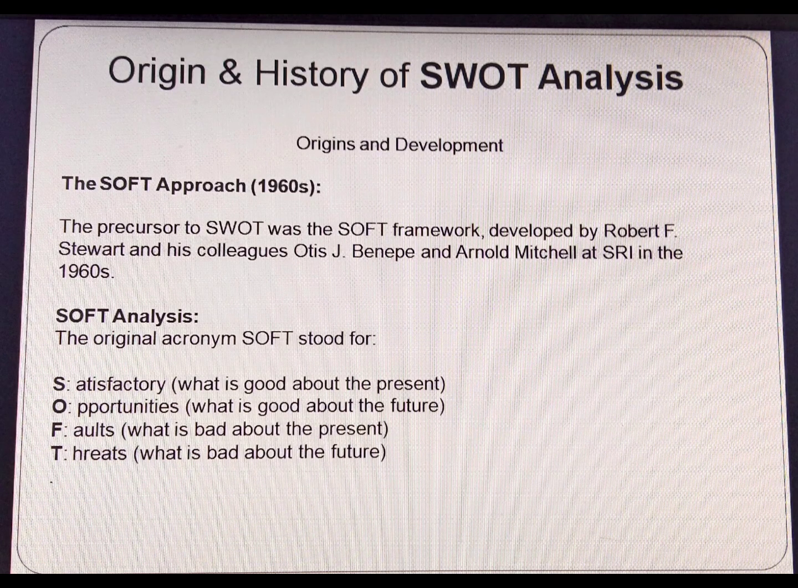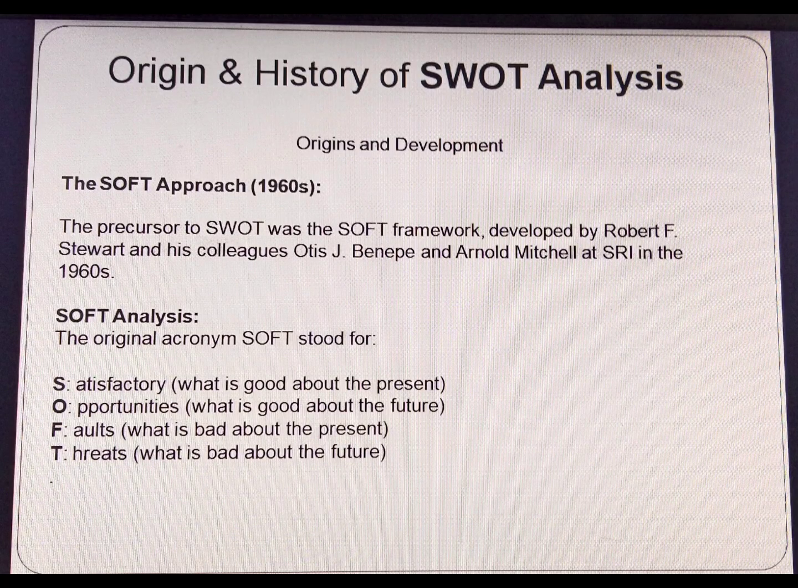Origin and history of SWOT analysis. SWOT analysis was developed from the SOFT approach conceived by Robert F. Stewart and others at Stanford Research Institute, that is SRI, in the year 1960, where they applied it to business planning and corporate development, initially categorizing information as satisfactory, opportunity, fault, and threat.